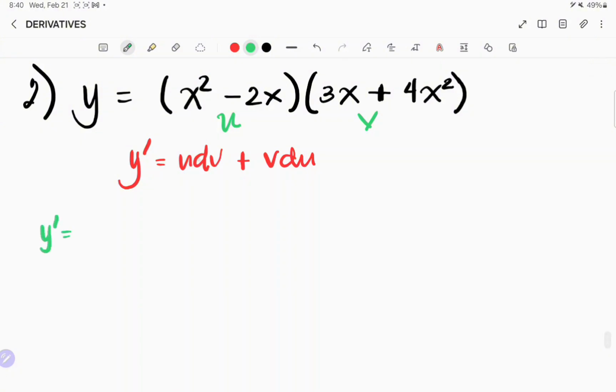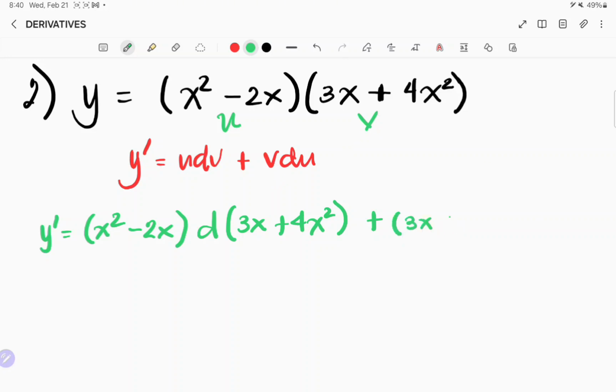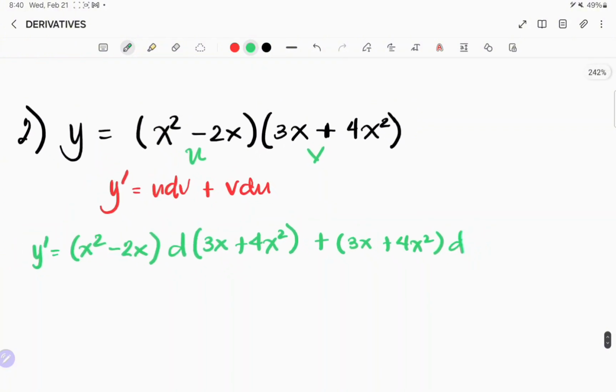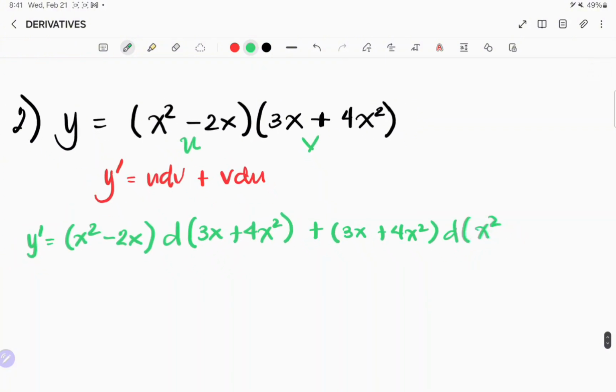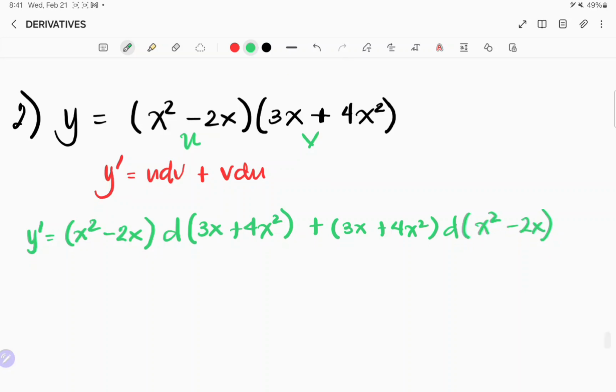Y prime is equal to copy u, which is x squared minus 2x, derive v. So the derivative of 3x plus 4x squared, plus we have to copy v, which is 3x plus 4x squared, times the derivative of u, which is going to be x squared minus 2x. The derivative of x squared minus 2x, okay?